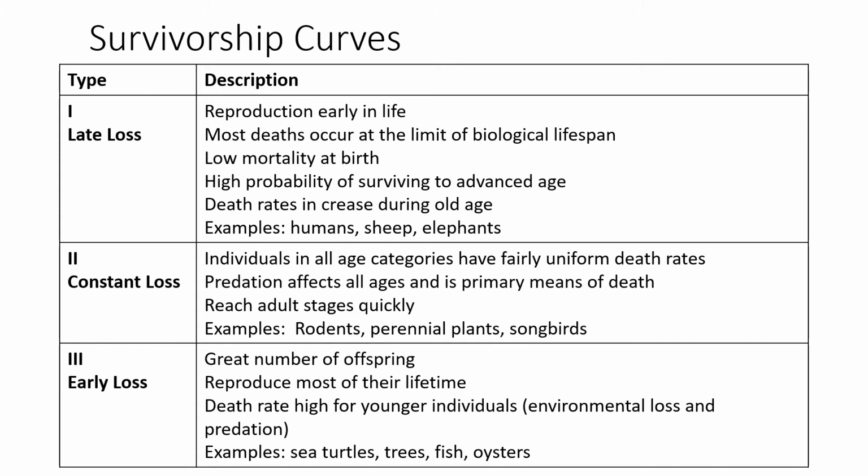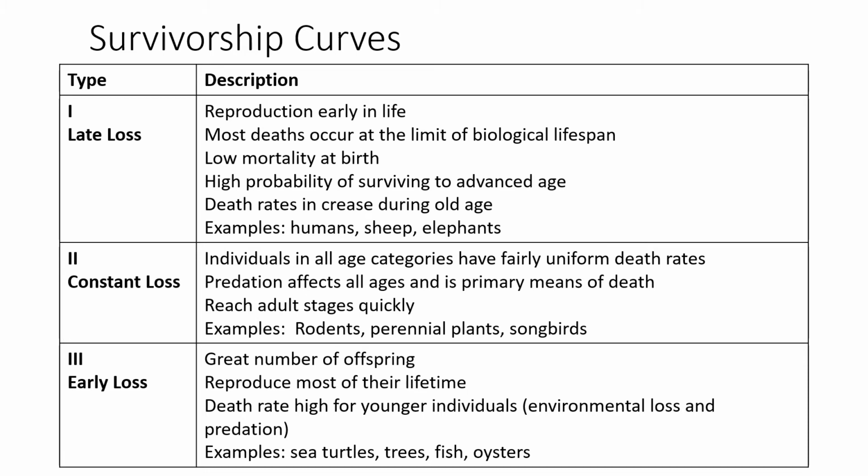Type 2 is constant loss. Like I said, it's a moderate amount of death along the entire lifespan, and predation is affecting all ages. I said cars, but a more natural die-off would be predator species predating on prey species. So type 2 are usually the prey species, like rodents and birds.